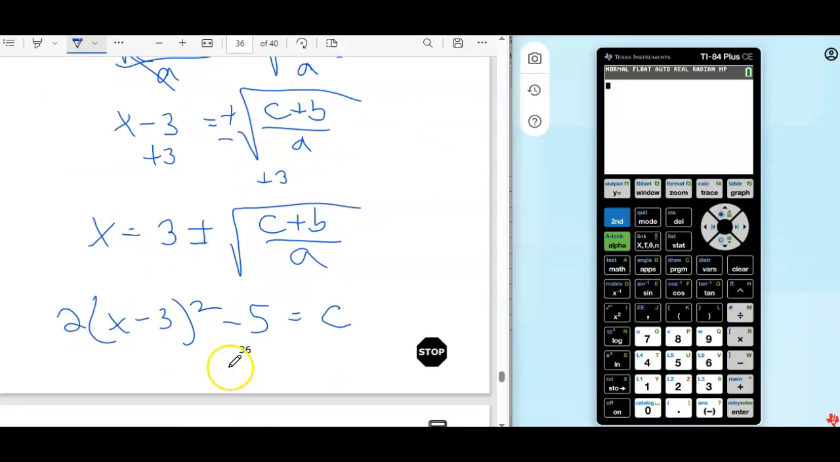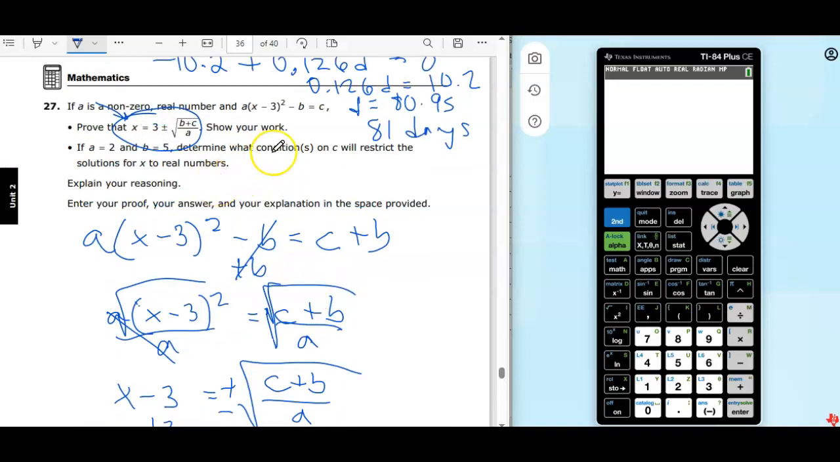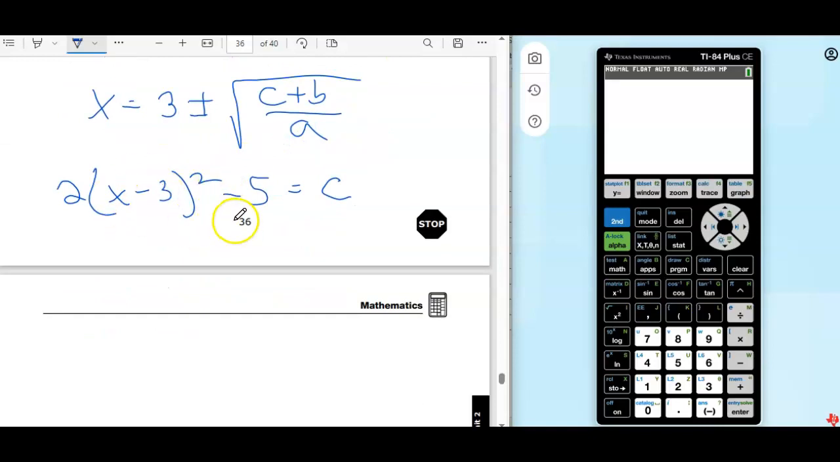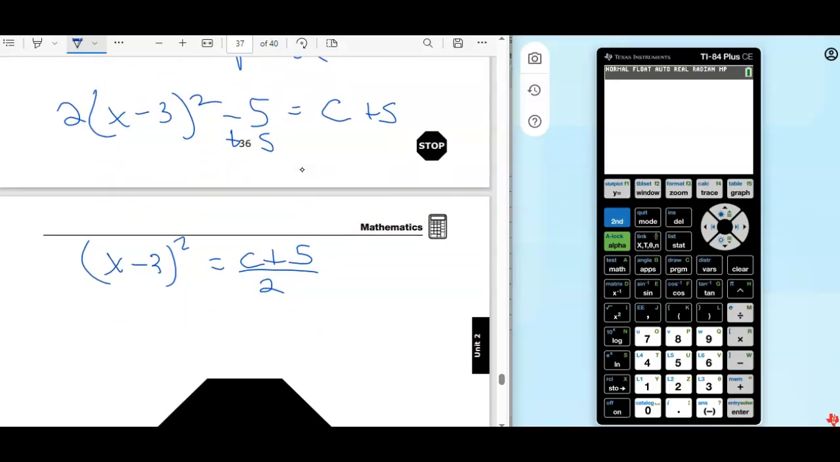What are the conditions that I would need to have in place in order for x to be a real number, okay? So what I would need to do here is add 5 to both sides, right? And what you're essentially doing is the same thing that you just did above, where you have (x minus 3) squared equals (C plus 5) divided by 2, right? So now we want to know, when we take the square root of this number, how can I make this a real number? Well, in order to make a real number, I need to have a perfect square, right?